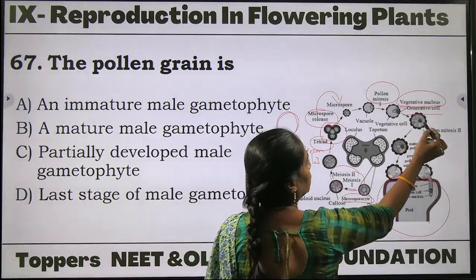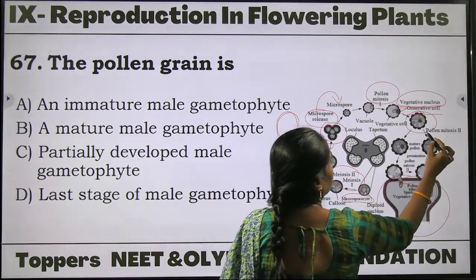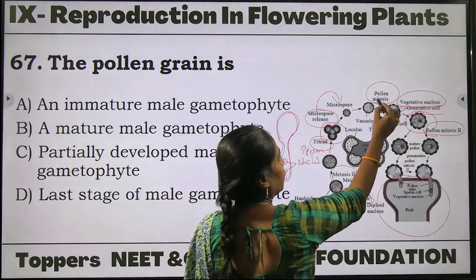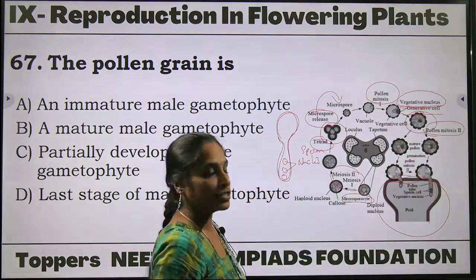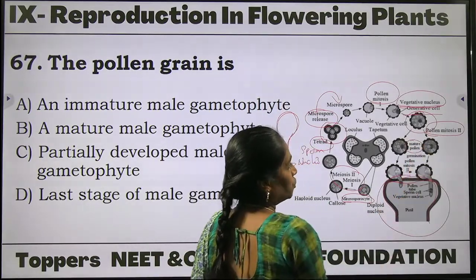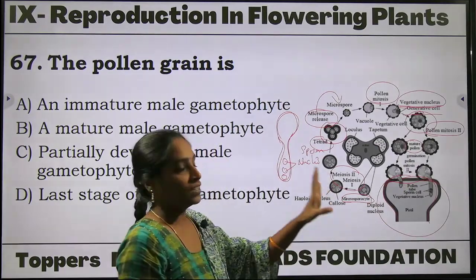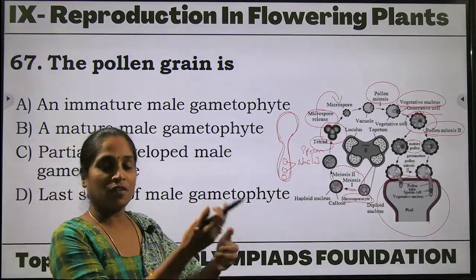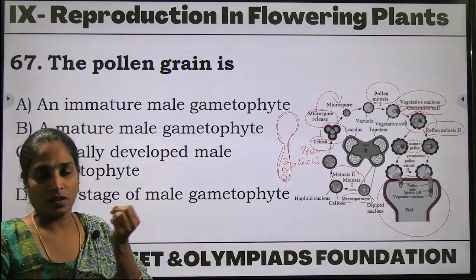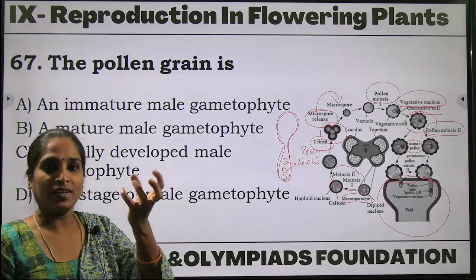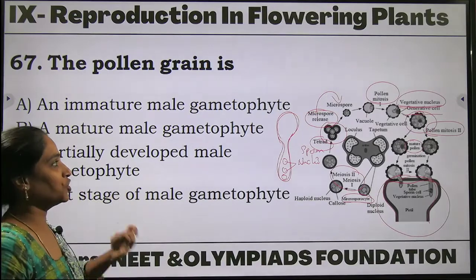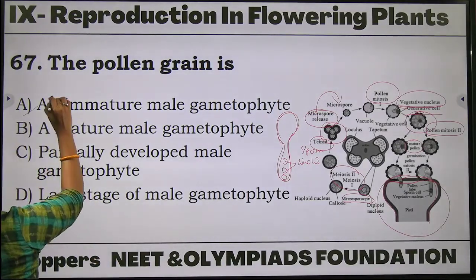After this, the pollen divides in a second process, mitosis 2. Mitosis 1 develops the vegetative and the generative cell. Mitosis 2 forms the two male gametes. After the mitotic divisions, the pollen grain has to burst open. Until then it is in a sac condition, and the pollen grain is in an immature condition. So option A will be the correct one.